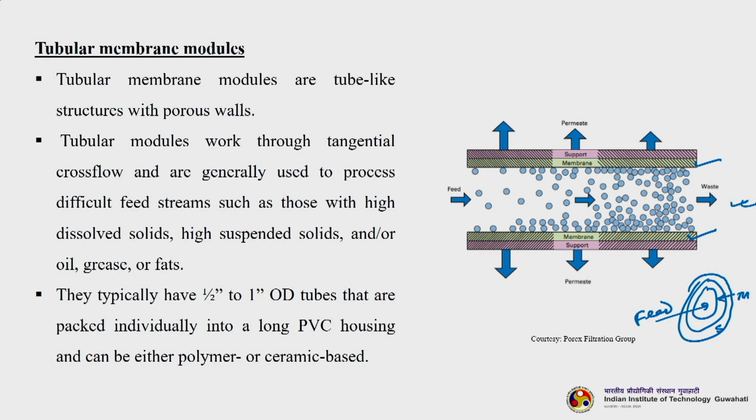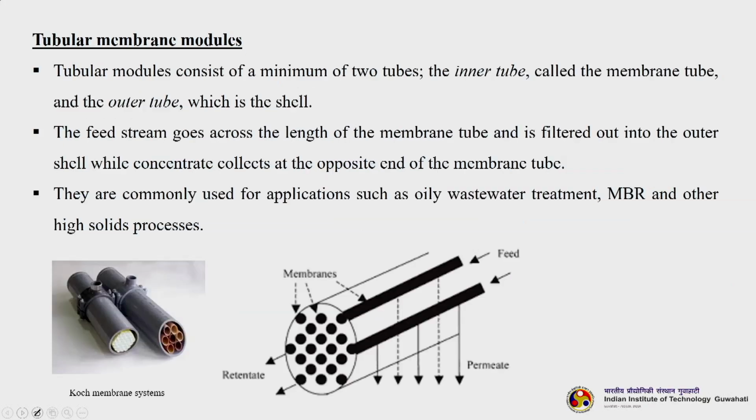So, this works as a tangential closed flow and is generally used to process difficult feed streams such as those with high dissolved solids, high suspended solids, and oil, grease and fats. That means tubular systems are one of the superior systems because they can handle high TDS, high TSS and oil, grease, fats, whatever is present, whereas spiral wound cannot handle all systems. Even plate and frame also has difficulty because of the easy buildup of cake layers there. They typically have half inch to 1 inch OD tubes that are packed individually into a long PVC housing and can be either polymer or ceramic based.